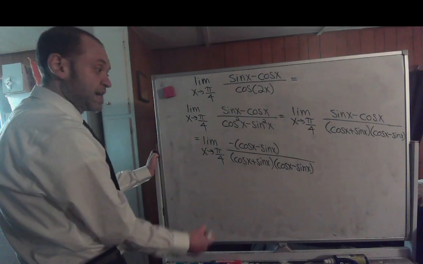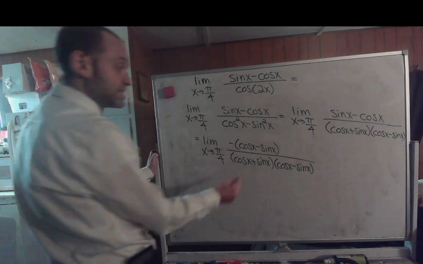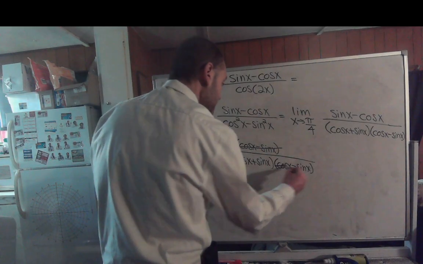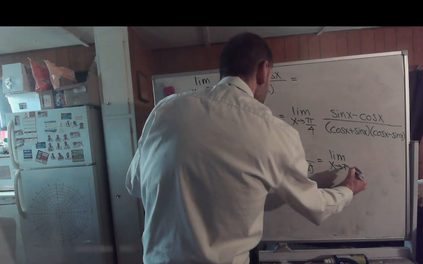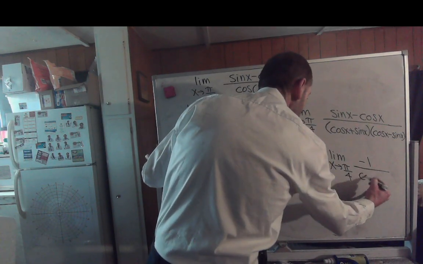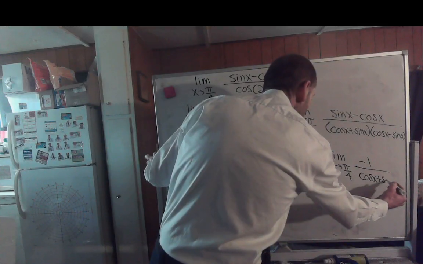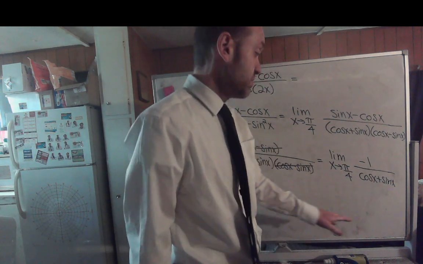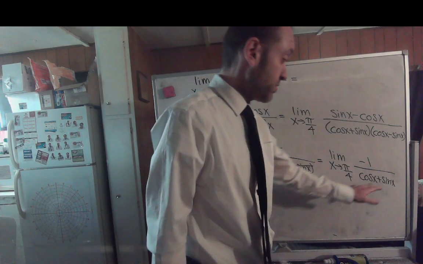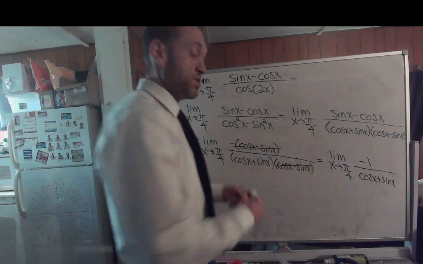And now notice you have a factor of the cosine of x minus the sine of x between the numerator and denominator that'll cancel out. This turns into the limit as x approaches pi over 4 of -1 all over that cosine of x plus the sine of x. And now we can actually do direct substitution, because both cosine and sine of pi over 4 is the square root of 2 over 2. So why don't we do that?